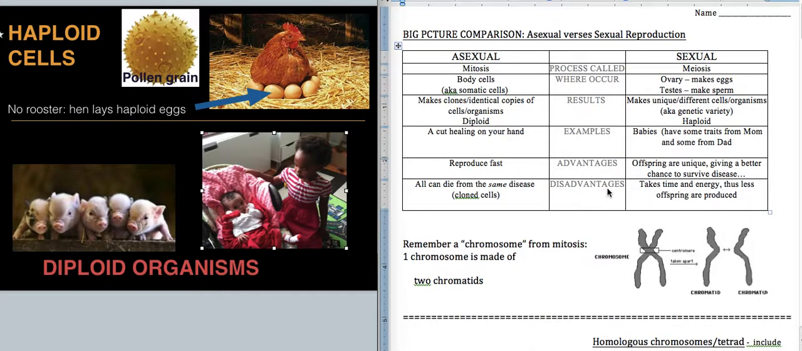The disadvantage to meiosis happens to be that it does take time and energy. It takes about 9 months to grow a baby human.